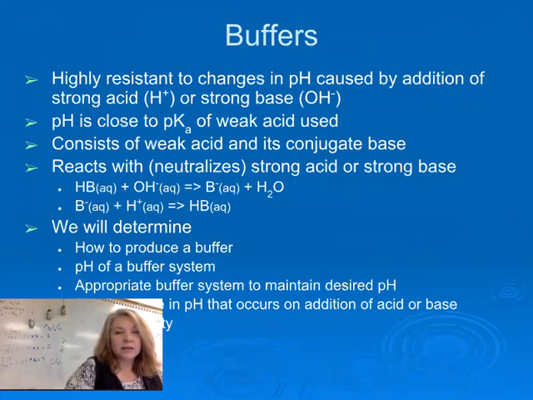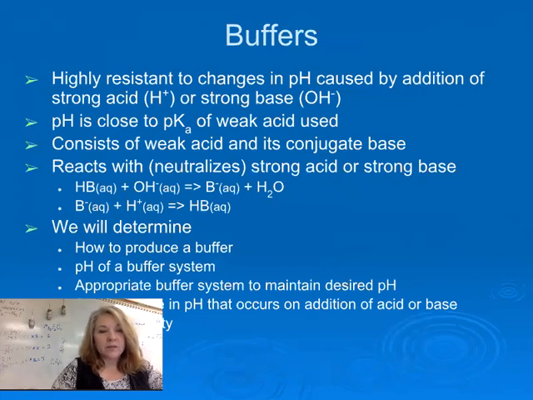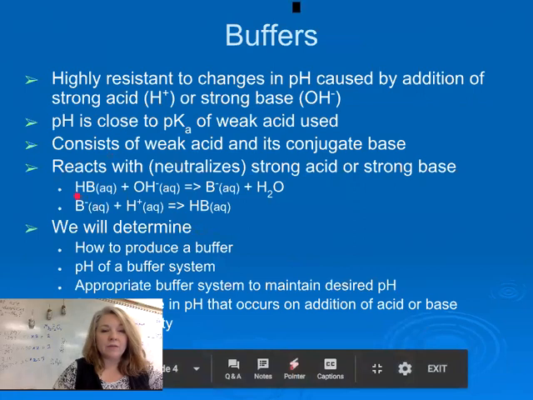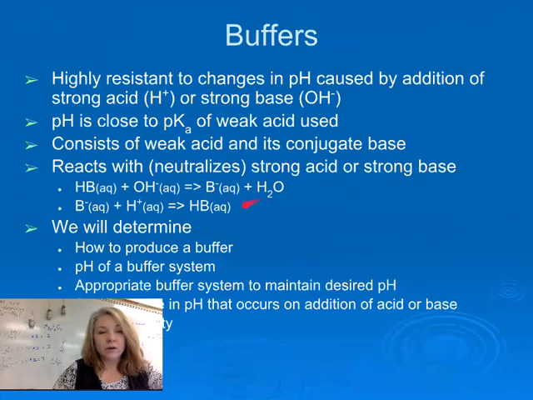So it's actually really easy to determine what kind of buffering system I would want by just simply looking at a table of Ka values, and you can take the negative log of that and you'll end up with the buffered system. Okay, it consists of a weak acid and its conjugate base, or a weak base and its conjugate acid. It reacts to neutralize a strong acid or strong base. So if you notice the equation that we see here, we can have the weak acid plus the OH minus will produce the conjugate in water, or the conjugate piece that's present plus the hydrogen ion will make some more HB.